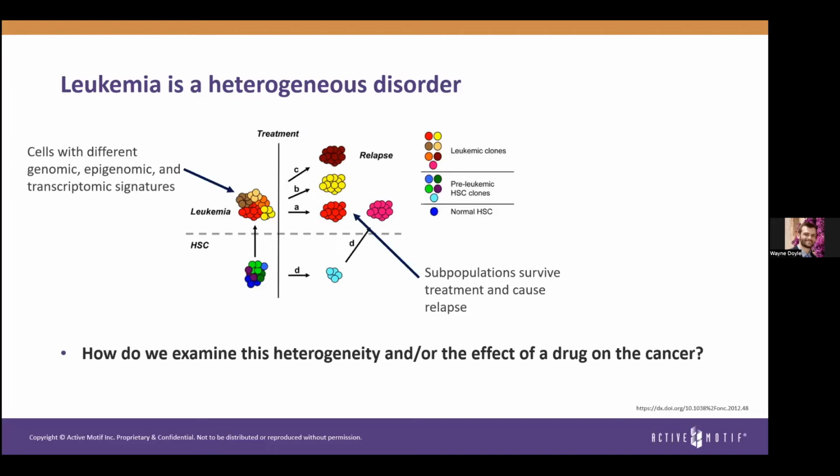This matters because if we're developing a drug treatment against leukemia, it may work really well against one of these subpopulations of leukemia cells. It will lower the other levels, but they're still circulating around, so you can get a relapse, which is not the goal that we're looking for when we develop a treatment for a cancer. So the question then is, how do we examine this heterogeneity and see what effect a treatment is actually having on the disease?